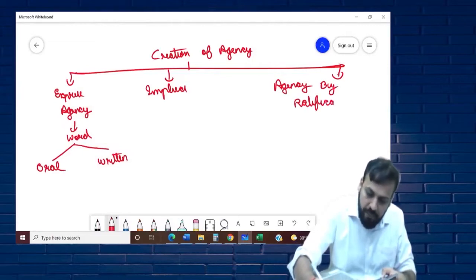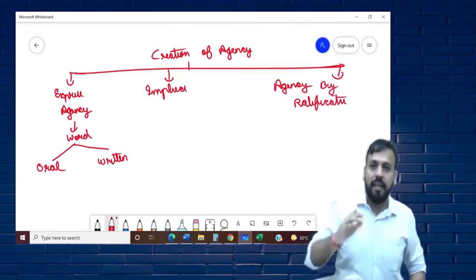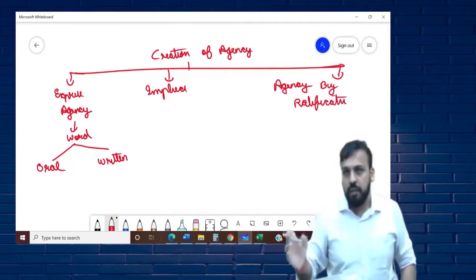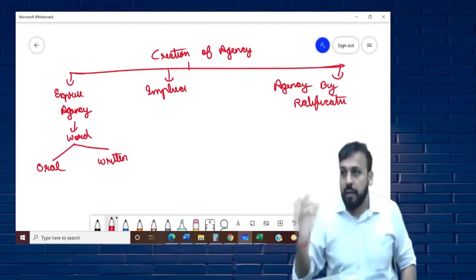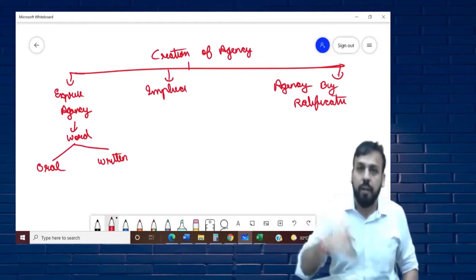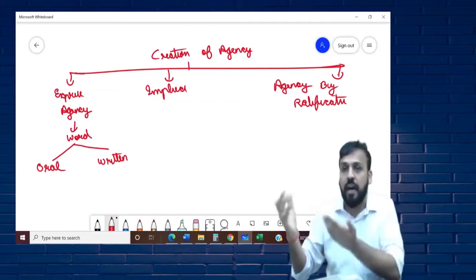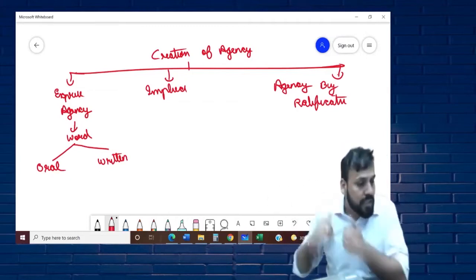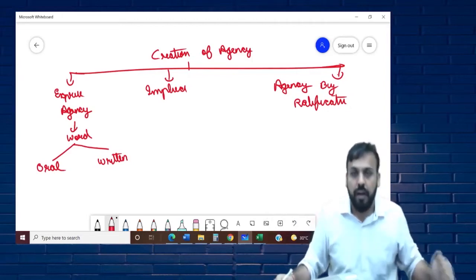So what is ratification? See, I sold my father's property and then I took the permission. First I acted as agent and then I took the permission. I took the consent afterwards. When the consent to act as agent is taken afterwards, when the approval is taken later on, it is called agency by ratification. Are you getting this?